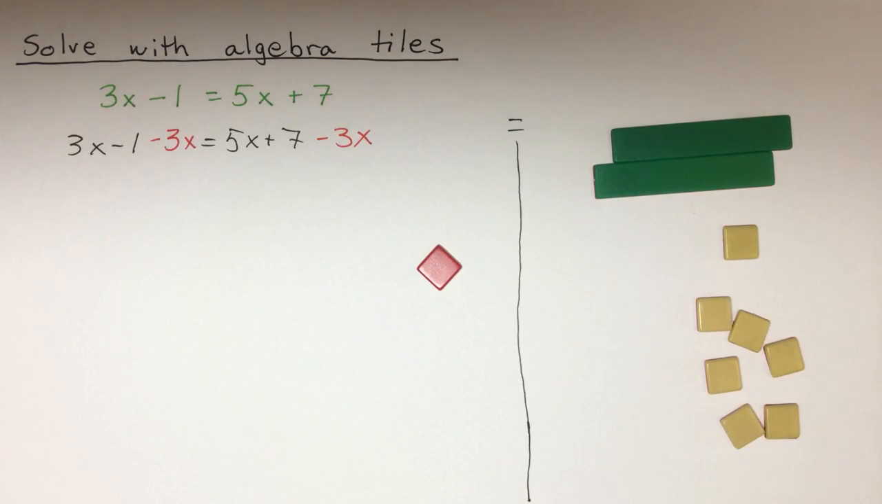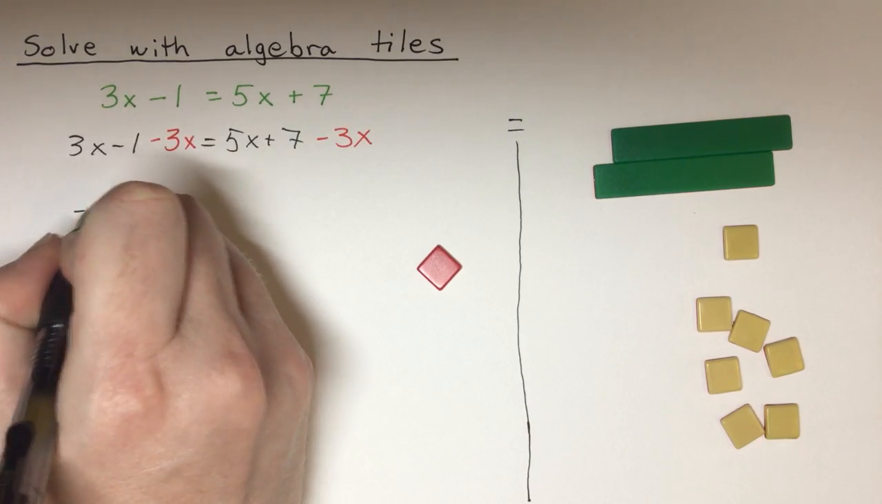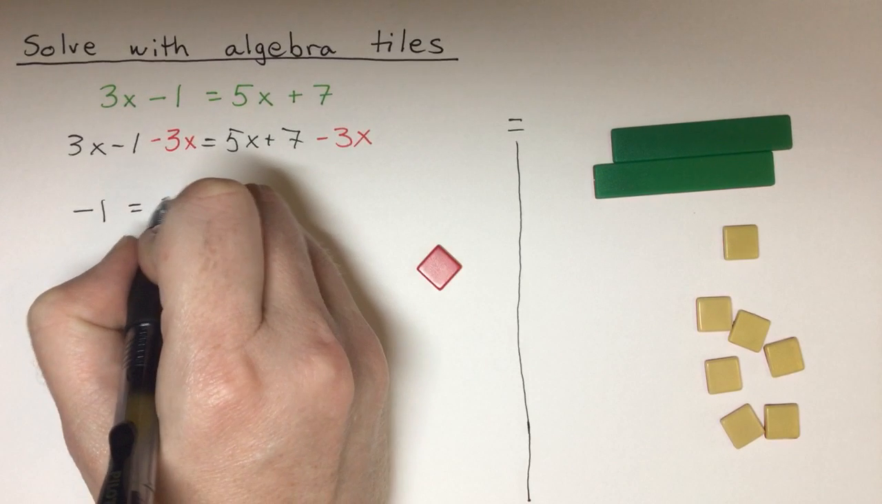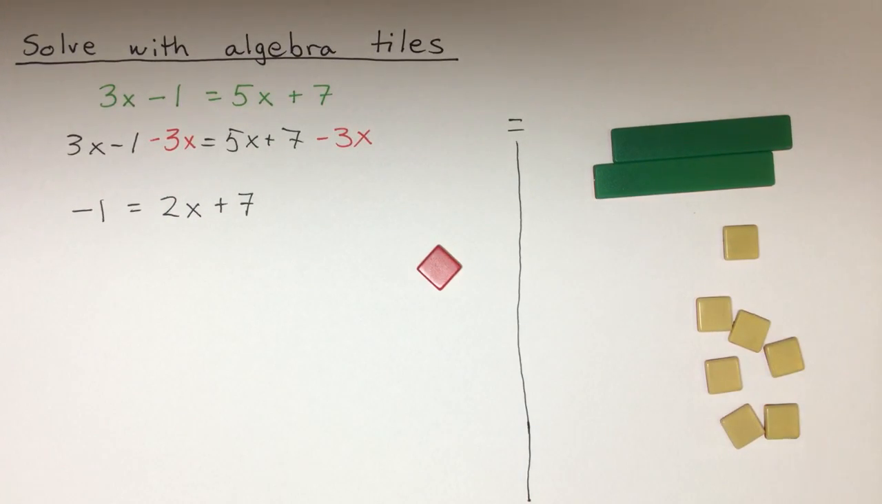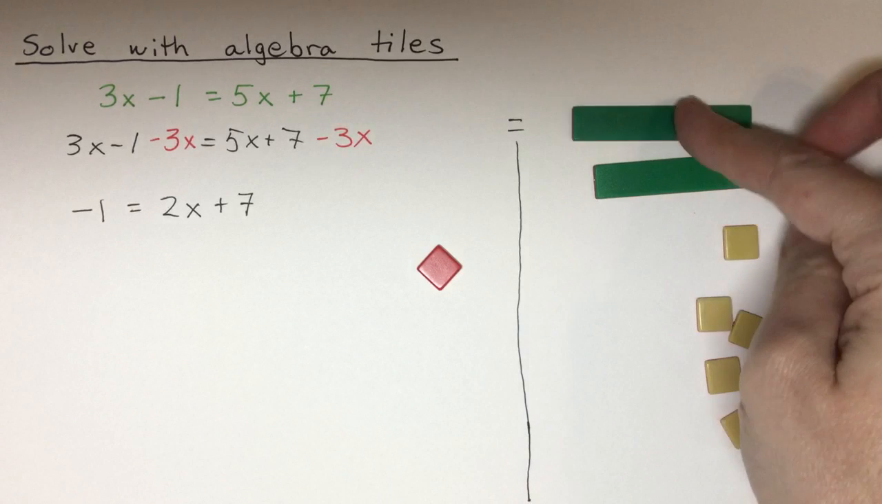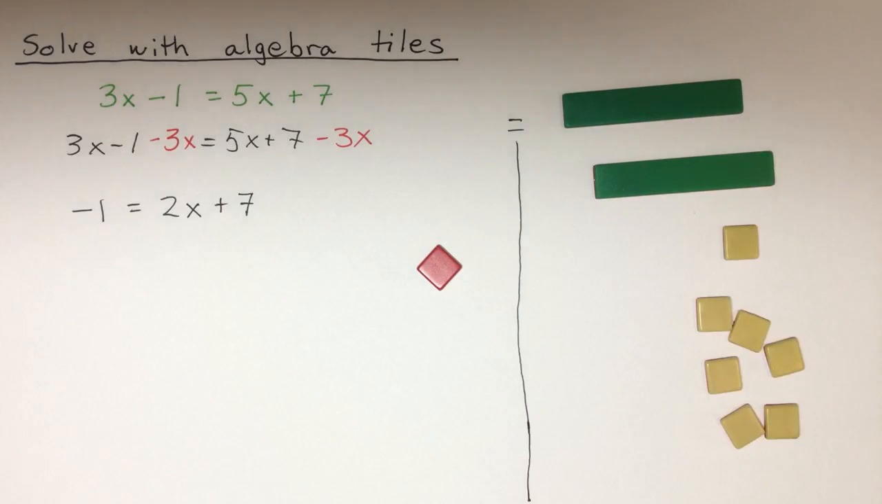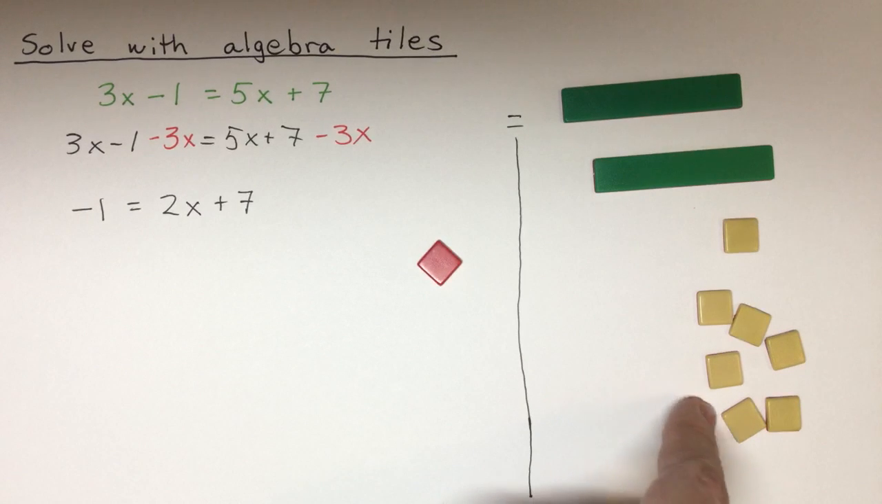What do I have now? Well, my situation now is that negative 1 is 2x plus 7. And you see again how this matches up exactly. So what I need to do now, because again the game is what is one of these x's, I need to figure out how can I get rid of these ones.